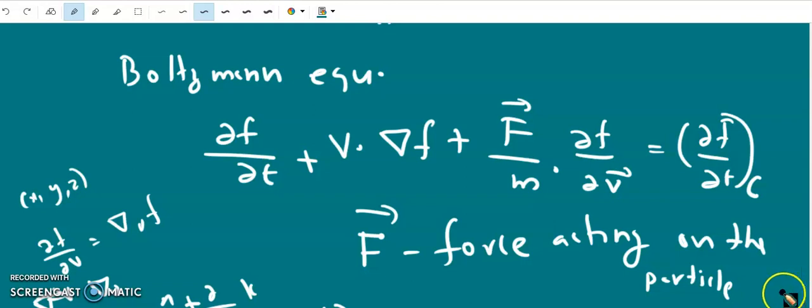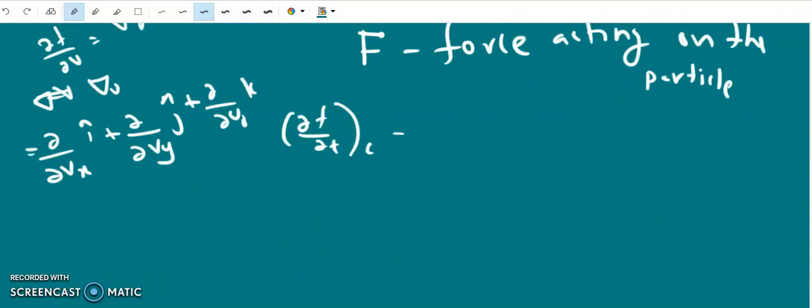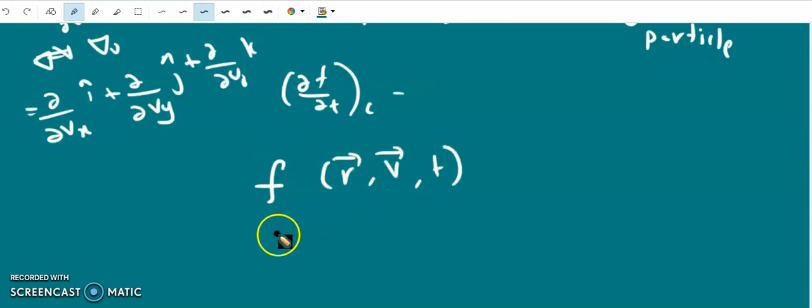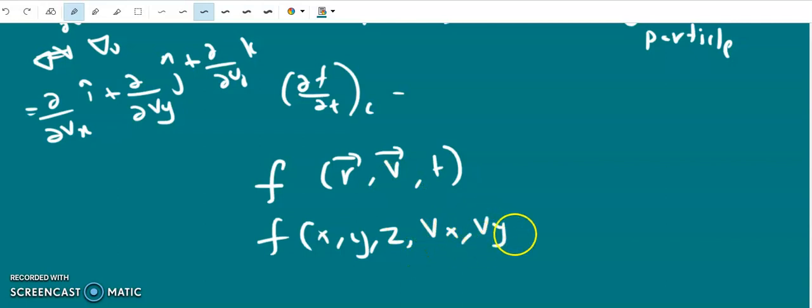Okay, so now we have to derive this equation. The derivation is very simple. We know that the f, the distribution function, is a function of 7 independent variables. That is r, v, t. r is a vector, that is, a function of x, y, z. v means vx, vy, vz and t. So the distribution function is a function of 7 independent variables.